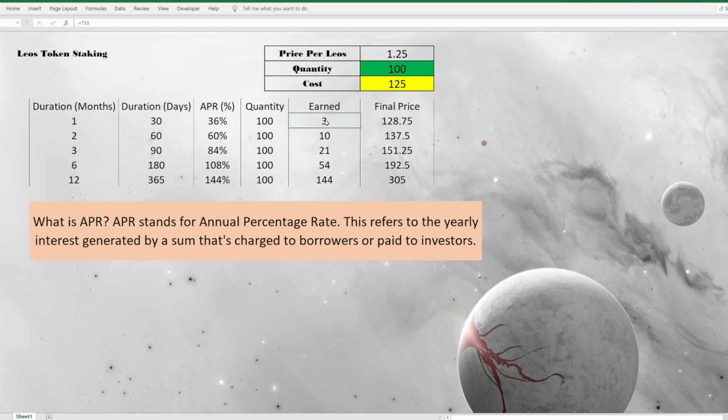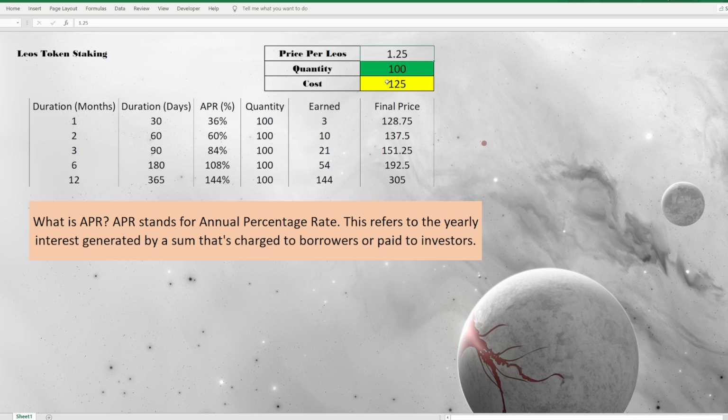Now, at that price, if you multiply 3 times $1.25 and you add it to the original $125 cost that we have for the 100 quantity, this would be the final price. So this final price calculates the tokens you earned through the 36% APR plus your original price. If you would stake 100 tokens for 1 month, at the end of the month, you'd pick up $3.75. Okay, so that's not really that big of a deal, but it's something, right? You're actually generating money. Now, do remember one thing too, this price could fluctuate.